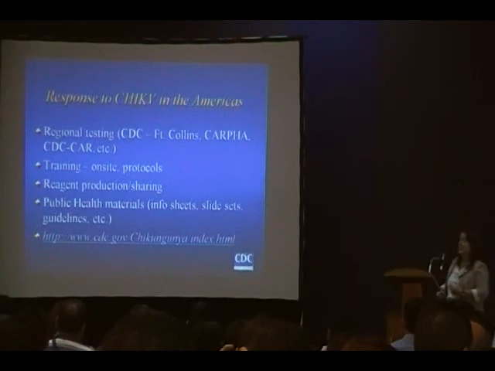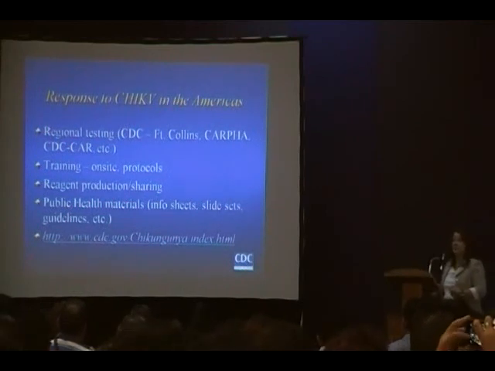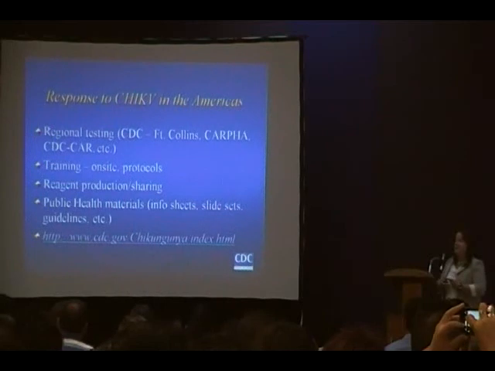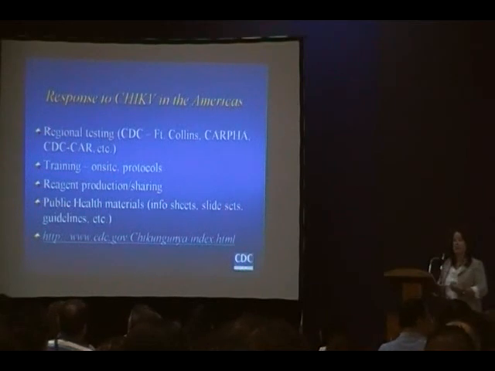There's now a variety of public health materials that are available online. This is the CDC website where you can find this. You can also find these on the PAHO website. And they are information for public health officials, for clinicians, for laboratorians, for vector control people. And most of them are in both English and Spanish. So hopefully those will be useful to you as well.